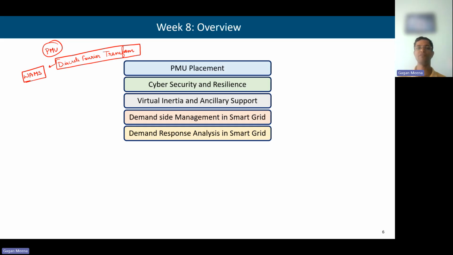For that, we use this optimal PMU placement. The output of this will be the minimum number of PMUs and their locations required to observe the entire system.